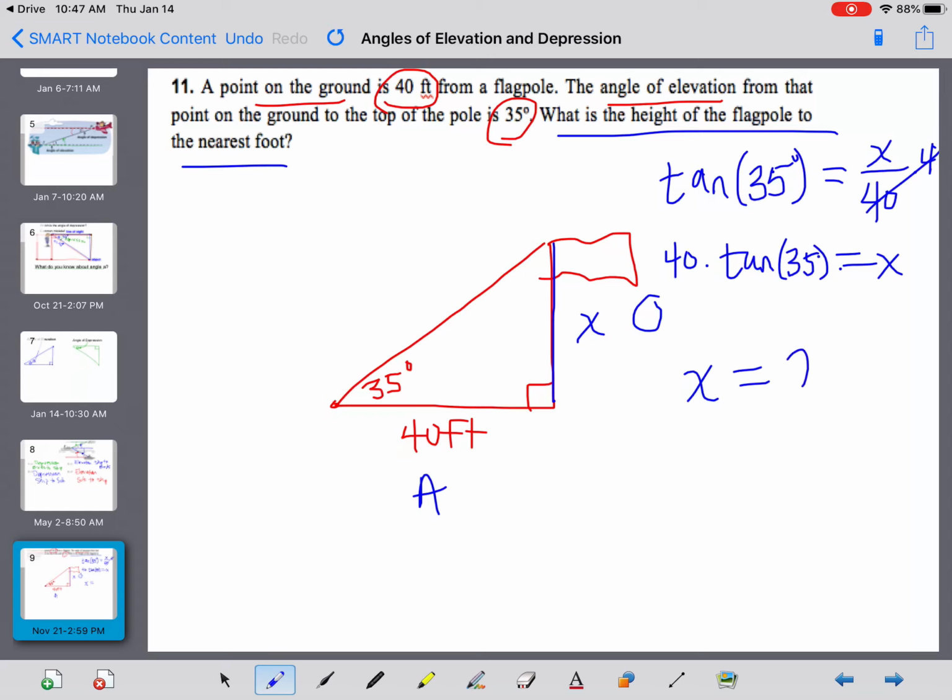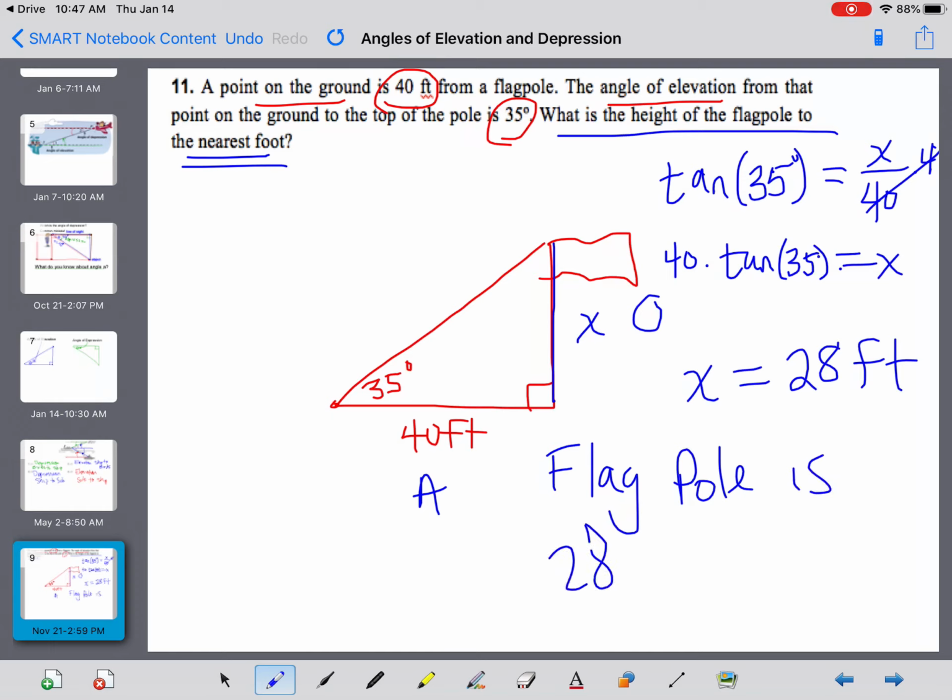And we get 28.00. It says to the nearest foot, so we would say 28 feet. So the flagpole is 28 feet.